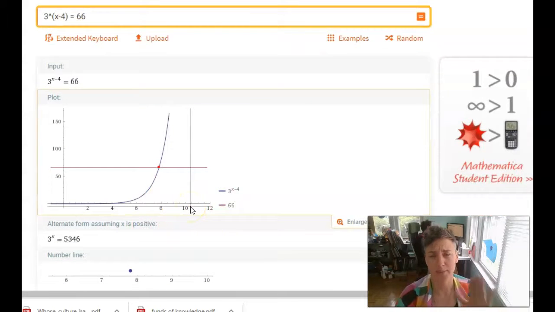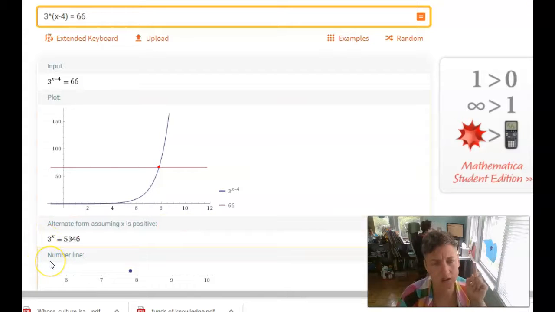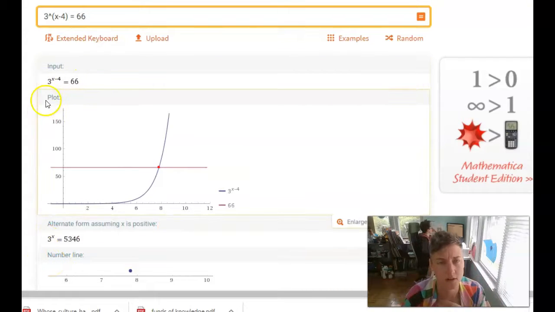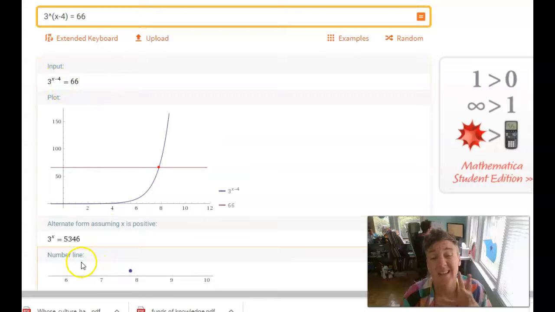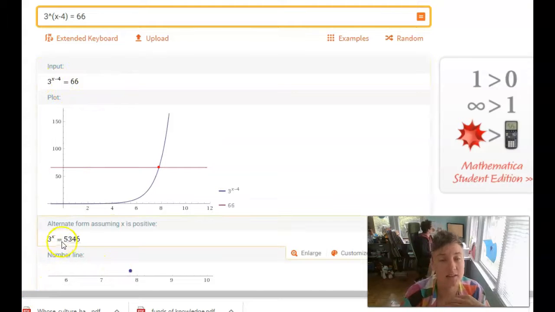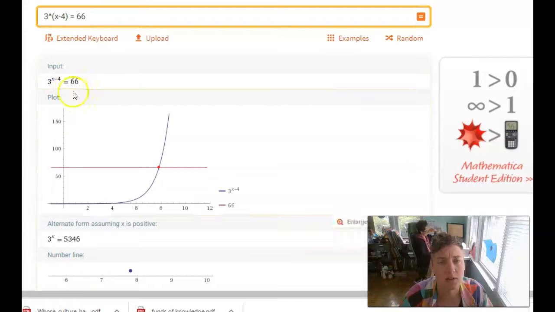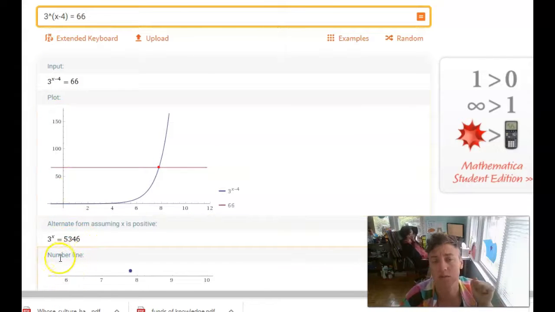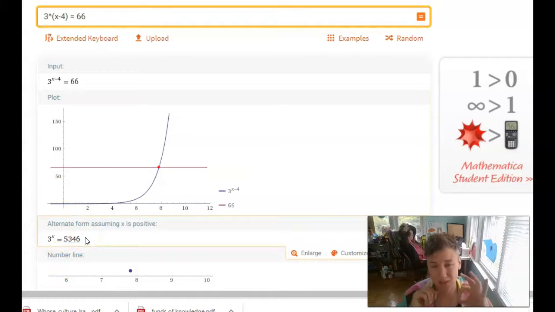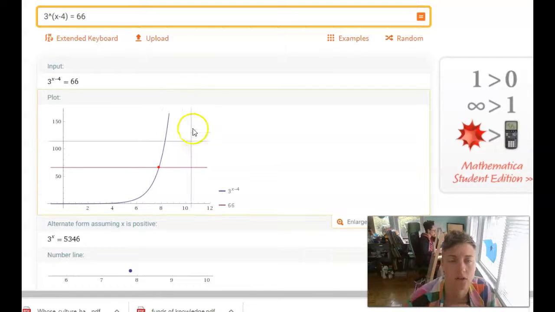Here's an extra credit opportunity for you. There's an alternate form of this equation. 3 to the x minus 4 equals 66 is equivalent to 3 to the x equals 5346. If you can explain why, just write out how to get from 3 to the x minus 4 equals 66 to 3 to the x equals 5346. I will give you 5 whole bonus points. That's an entire assignment's worth. So if you're feeling saucy, go get you some extra credit.